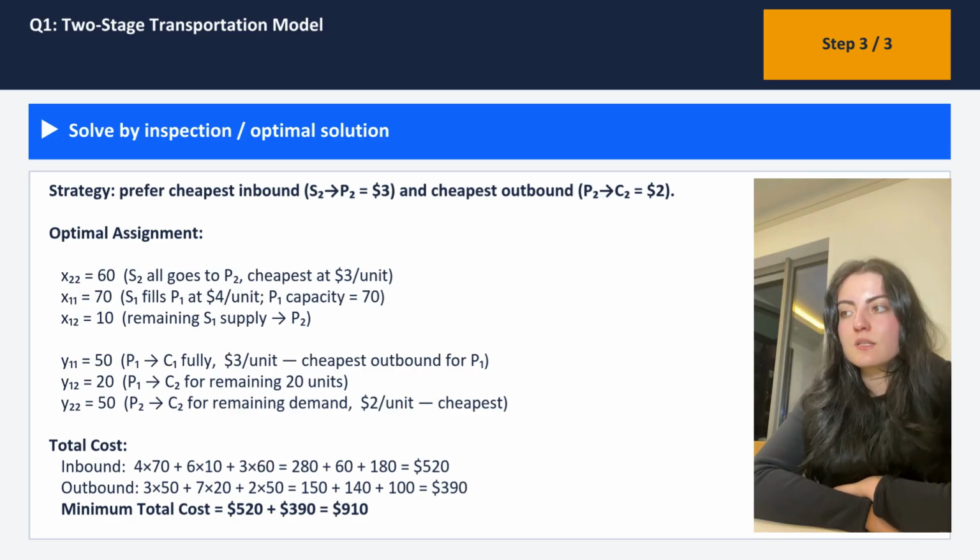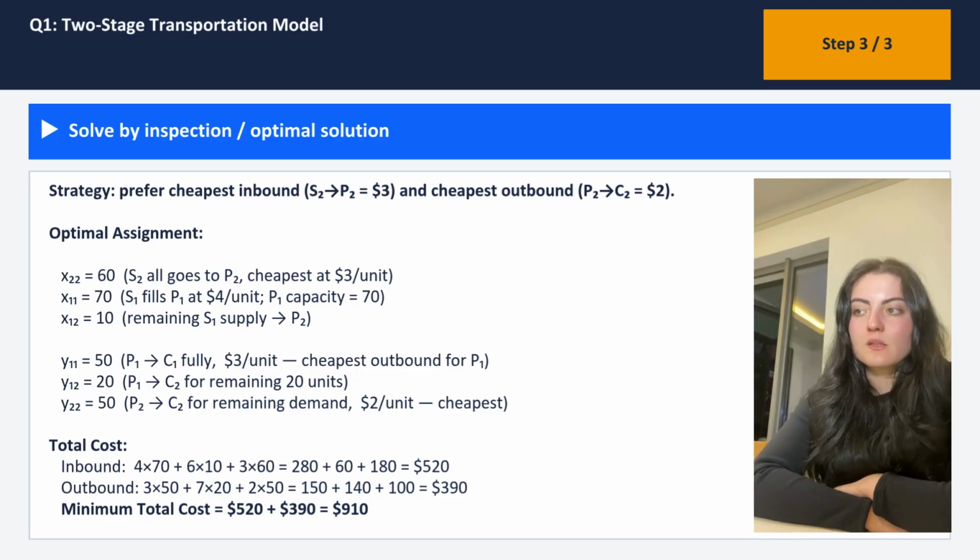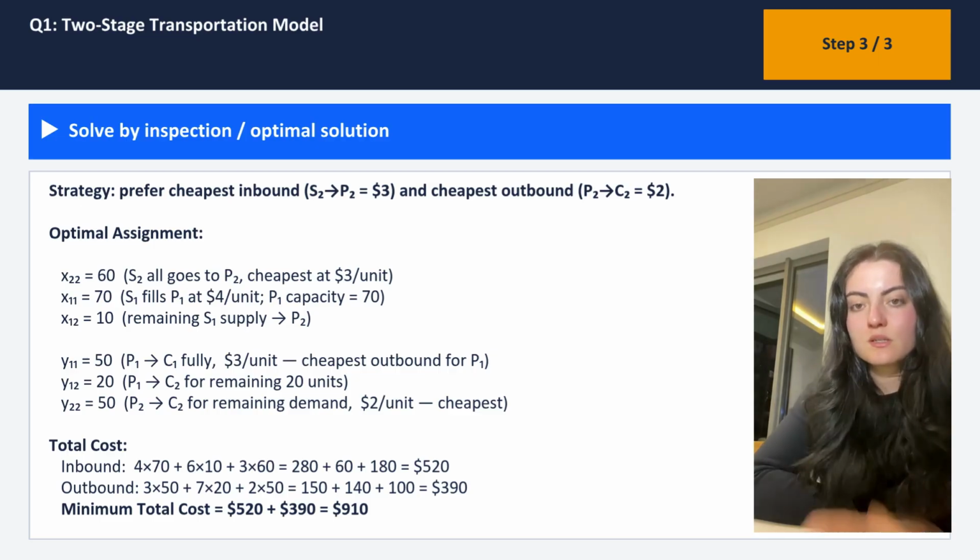It must also satisfy supply, plant capacity, and demand and balance conditions across the whole network. That completes the first problem. Now let's move on to a different kind of optimization problem where the focus is not flow but coverage.